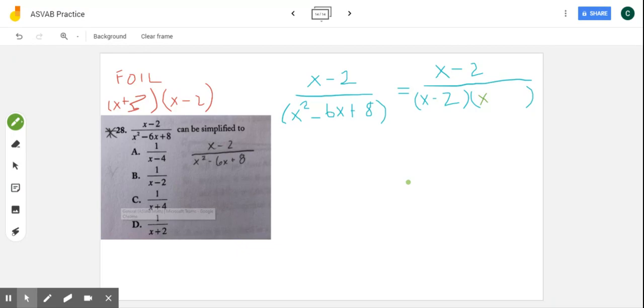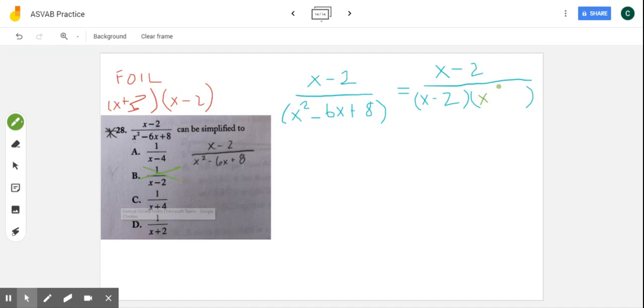The other thing I can look at is, when I multiply those two last terms, minus 2 times whatever goes here, I'm going to have to get plus 8. So if I look at my examples over here, if I had a minus 4 in this place, minus 4 and minus 2 multiplied together would give us plus 8. So that's an option. If I had a minus 2 here, minus 2 times minus 2 would give us a plus 4. So that answer is not an option.